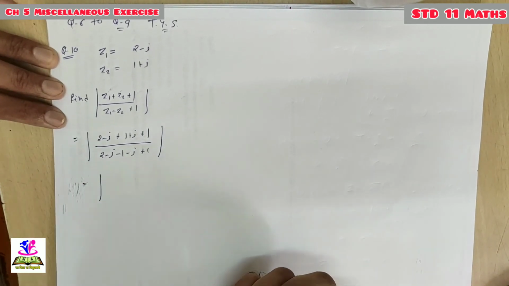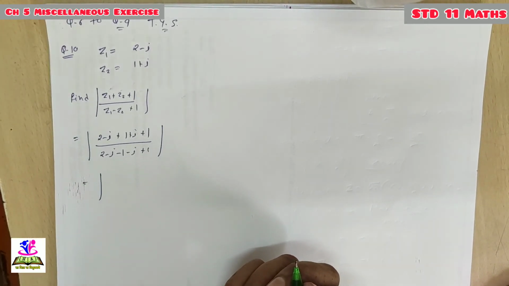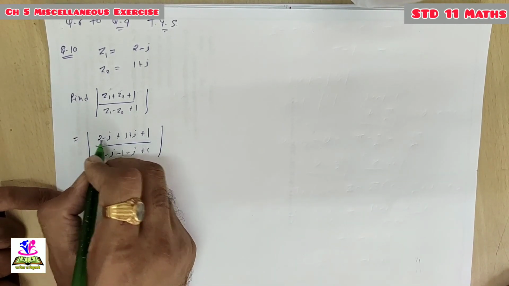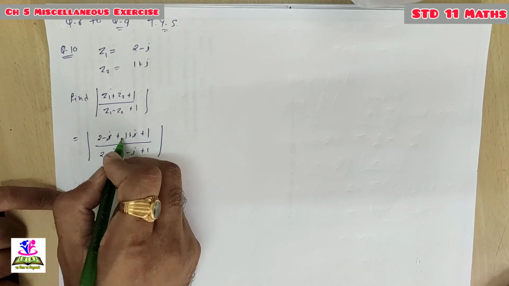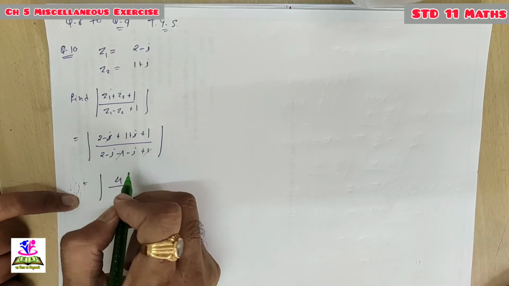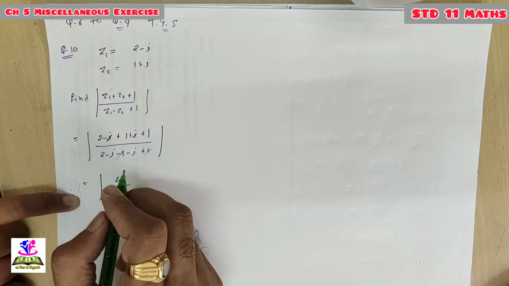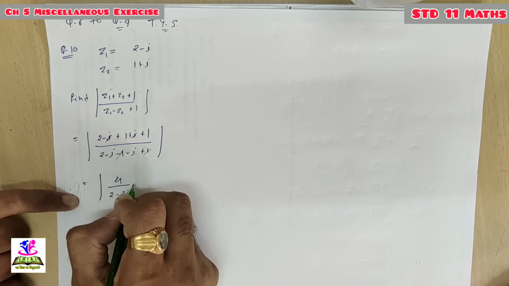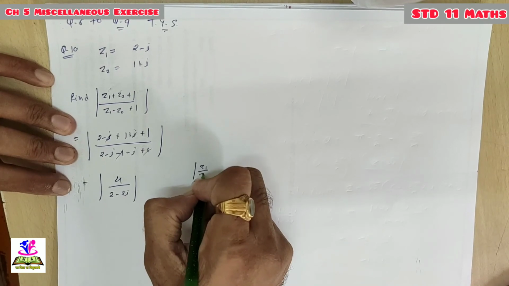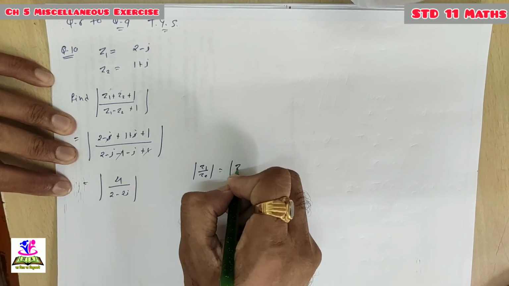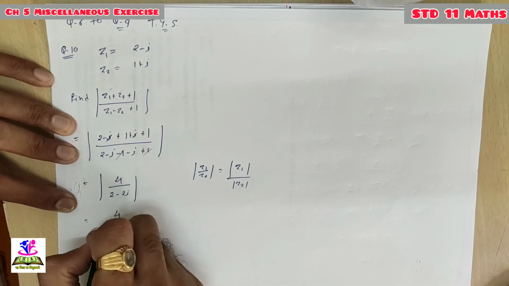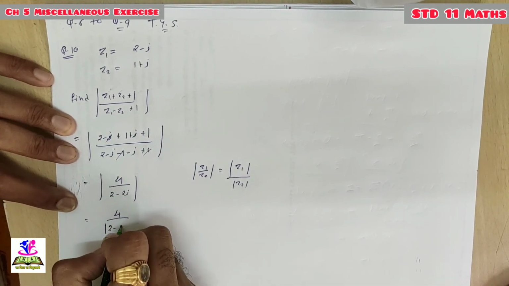So this is equal to mod. What will it be? Minus i plus i cancel. So i cancels, and 2 plus 1 plus 1 is 4. Upon the denominator, plus 1 minus 1 cancel. It's 2 minus 2i. Mod of 2 minus 2i. Done. We studied this: if mod z1 by z2 is there, we can write mod z1 upon mod z2. So this one is mod 4, which is 4, and the denominator is mod of 2 minus 2i.